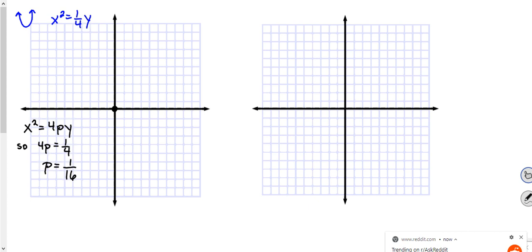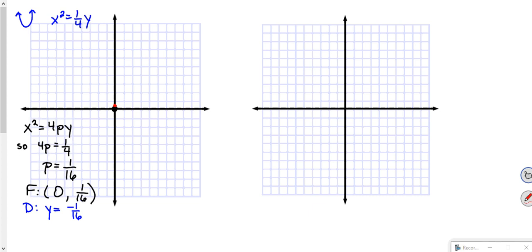That means that your focus is going to be 0, 1/16. That's going to be a little hard to graph. Literally right above the vertex. And your directrix is going to be a horizontal line, okay? So that is going to be y equals -1/16. Okay? So here's your focus.